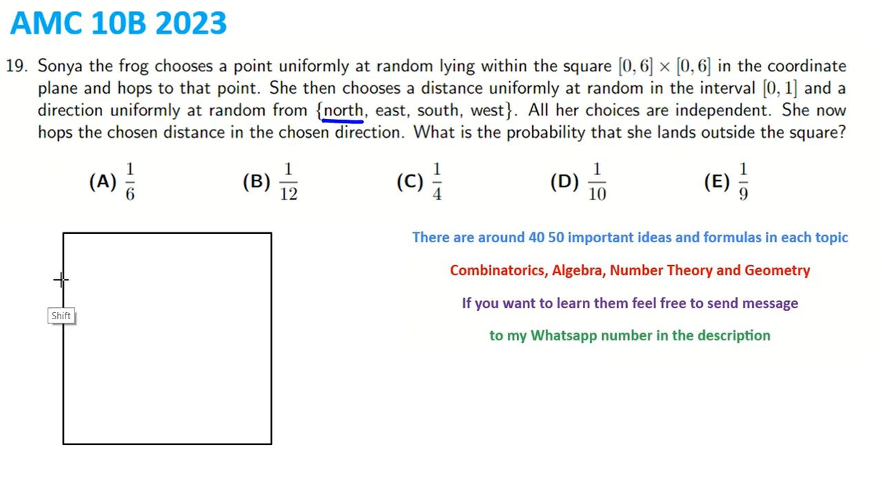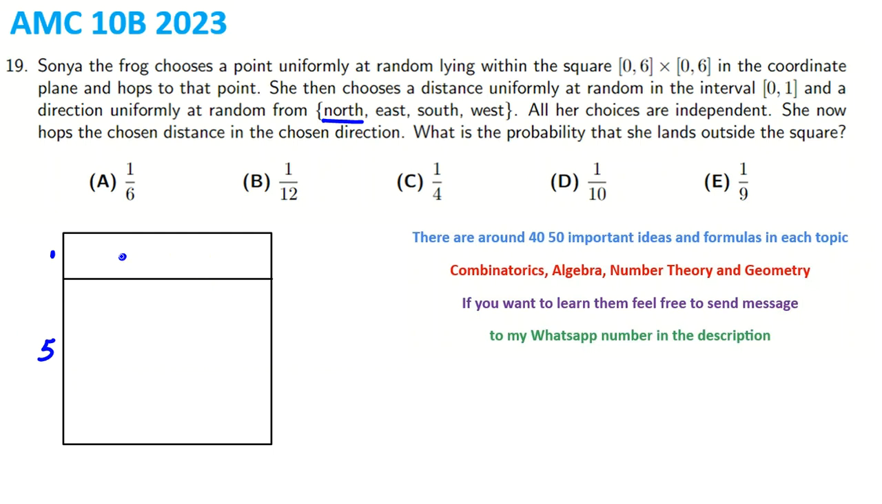The only case in which the frog goes outside the square is if we select the first point in this part, the top strip of height 1, which is 1 by 6. Because, for example, if you select a point here, the length is between 0 and 1, so if it goes north, then it will still be inside the square.